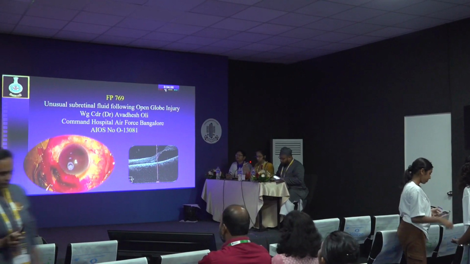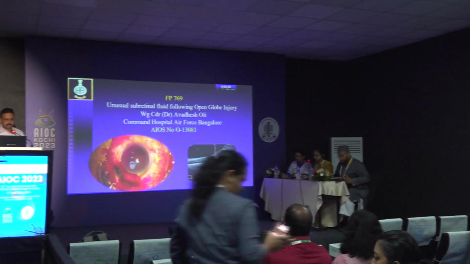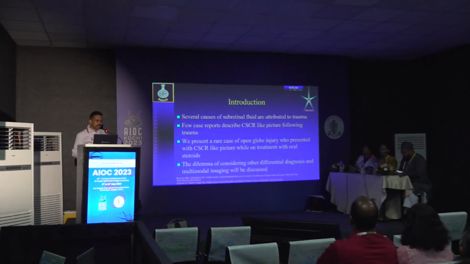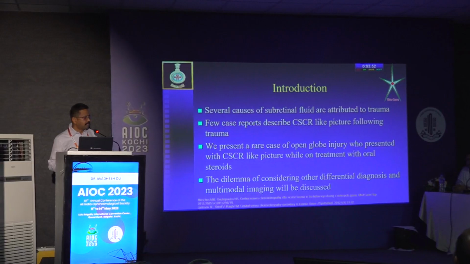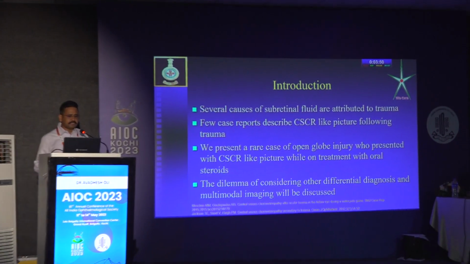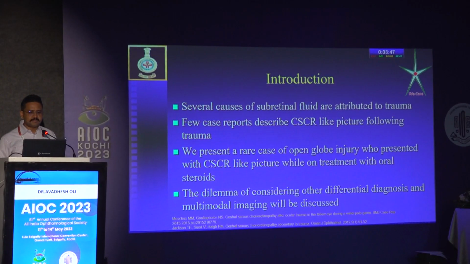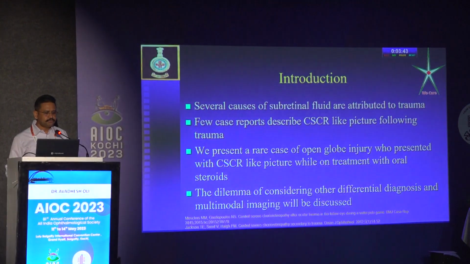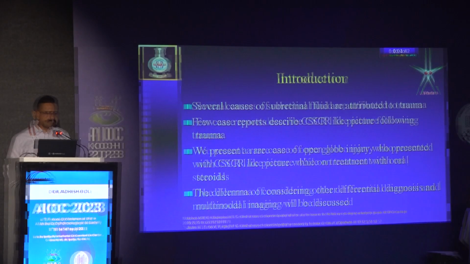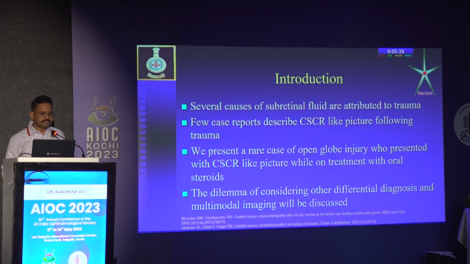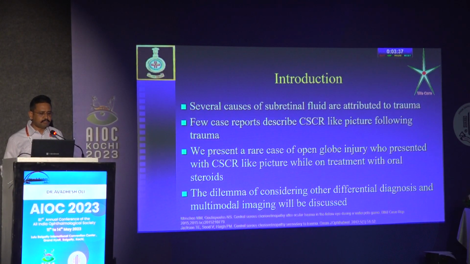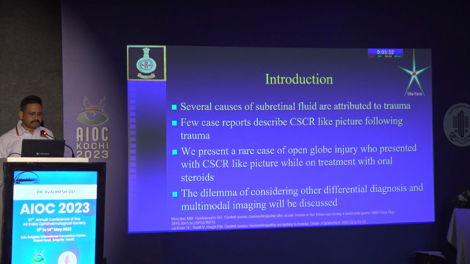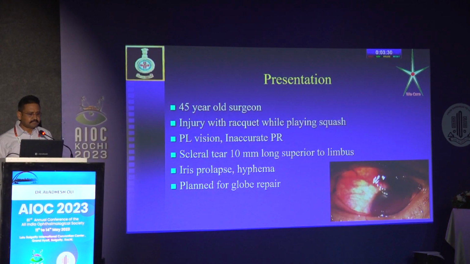I'll be presenting a case of unusual subretinal fluid following open globe injury. Several causes of subretinal fluid are attributed to trauma. Few case reports describe a central serous chorioretinopathy like picture following trauma, but that's very unusual. We present a rare case of open globe injury who presented with a CSR like picture while on treatment with oral steroids. The dilemma of considering other differential diagnoses and multimodal imaging will be discussed.